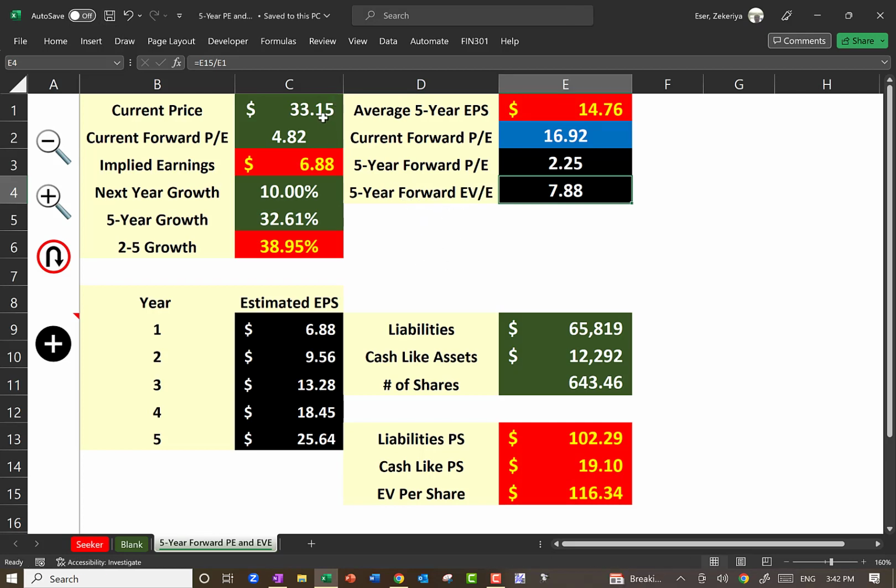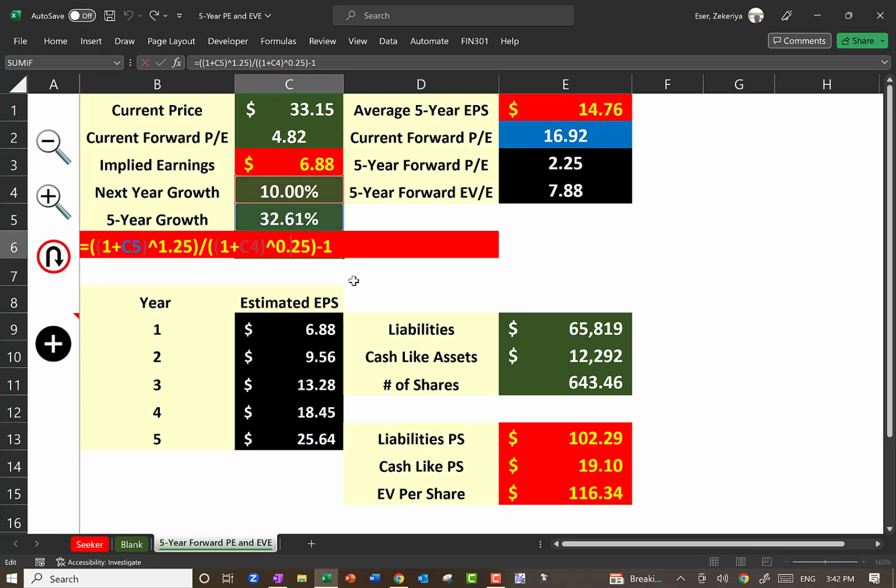What this sheet does, given the current price and current forward PE, it figures out implied earnings for next year. Basically, current price divided by current forward PE. And given next year's growth and 5-year growth, it figures out, using a formula instead of goal-seek, the average growth rate on years 2 through 5. That gives us estimated EPS for years 1 through 5.